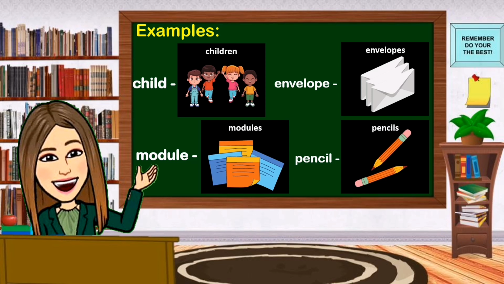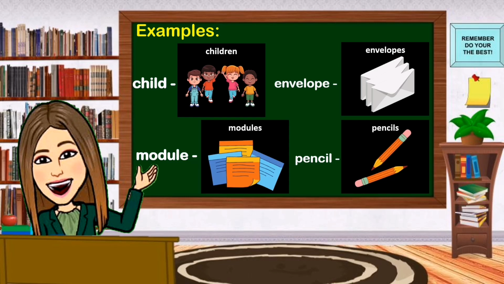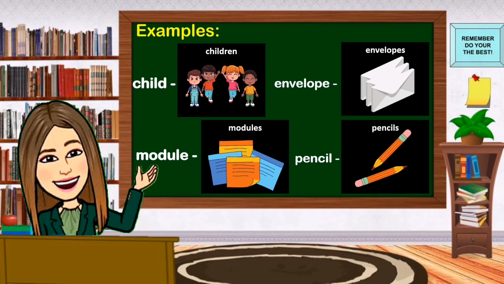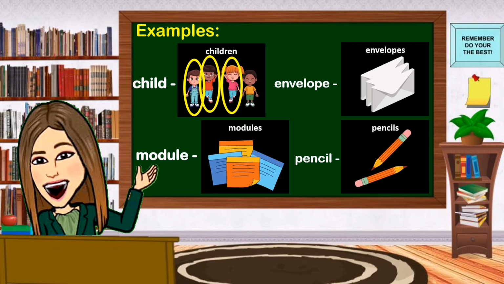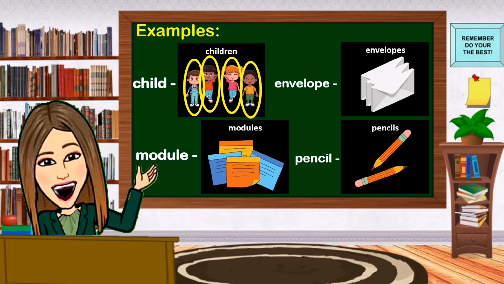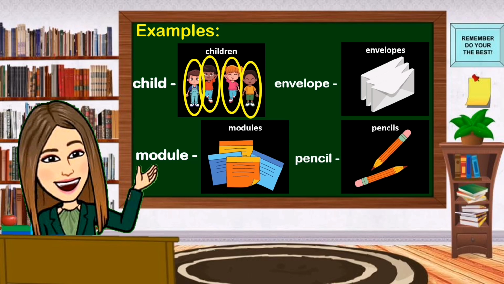So, ang count nouns ay pwedeng mabilang o nabibilang natin. Tulad ng, ilang bata ang inyong nakikita sa larawan. So, 1, 2, 3, and 4. So, merong 4 na bata. So, kaya natin silang bilangin. Kaya sila ay tinatawag na count nouns.